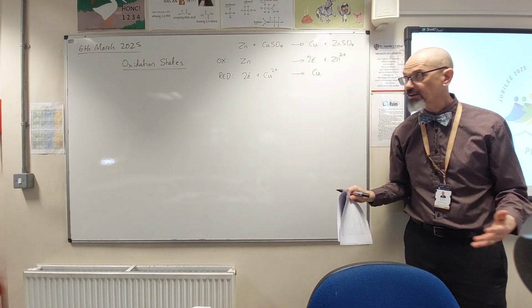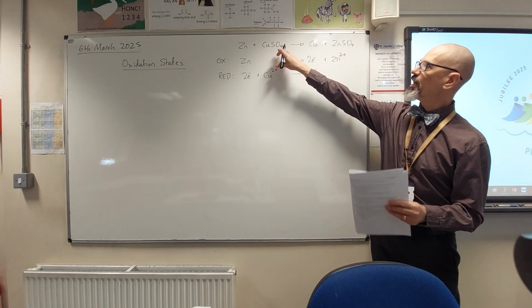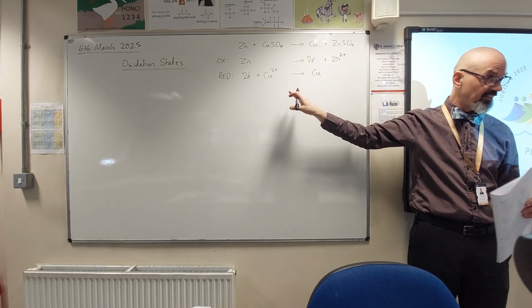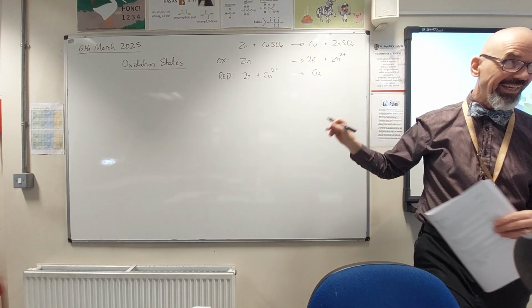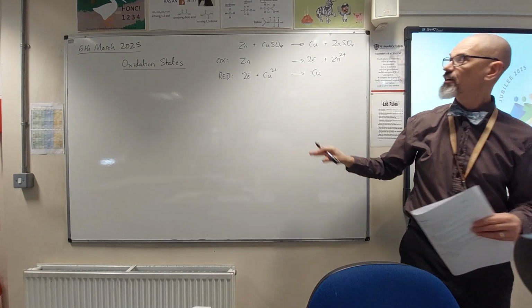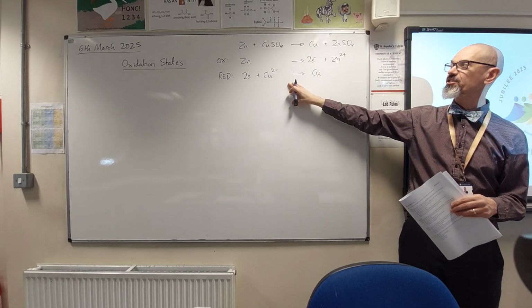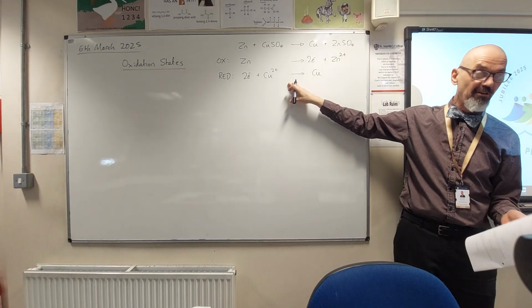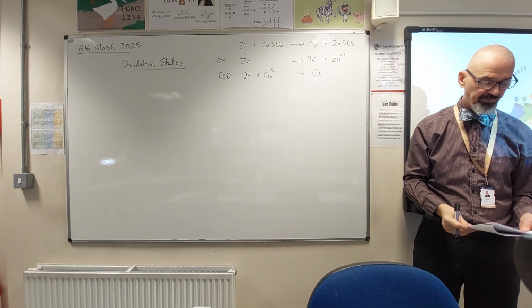Okay, so we have the ability to look at an equation and break it down into 2 half equations. Half equations always contain electrons. Overall balanced equations should not contain electrons, but half equations do. Half equations tell us half of the story, which bit's oxidized and which bit's reduced.